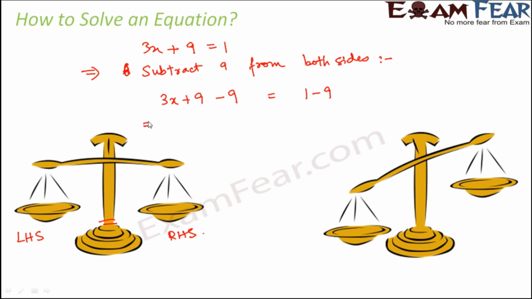So what do we get? Plus 9 minus 9 becomes 0, so we are left with 3x on the left hand side. And what do we have on the right hand side? 1 minus 9, that is minus 8.